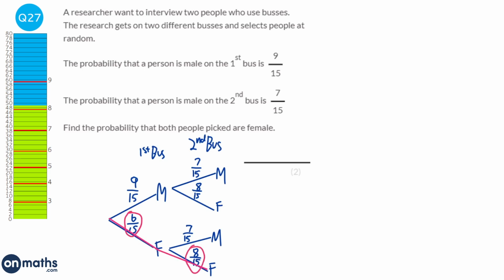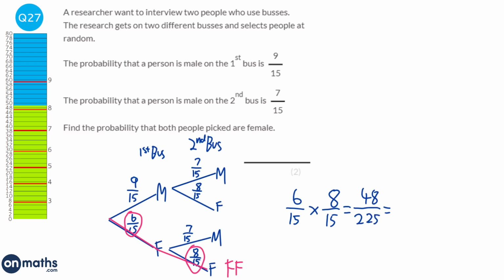The word and in probability means times. So whenever you're finding the probability of getting to an outcome, and this outcome will be FF because they're both female, you are multiplying the fractions that you go across. So it would be 6 over 15 times 8 over 15. So 6 times 8 is 48, and times the bottoms, 15 times 15 is 225.